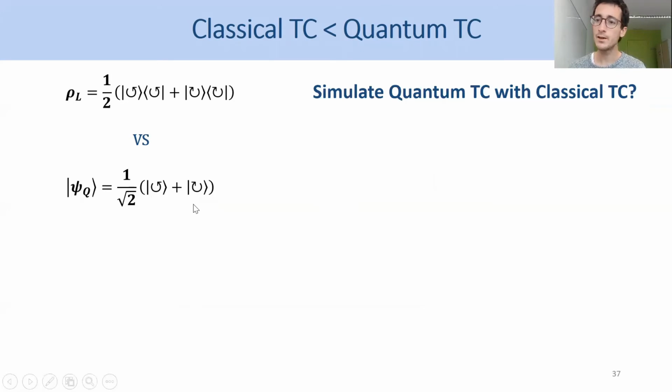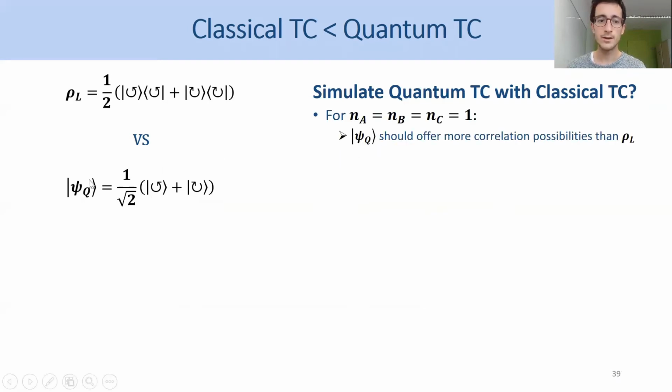So then let us imagine first that I have a quantum token counting strategy and I want to simulate this using a classical token counting strategy. It is quite clear that it will be hard because this state is much more complex than that state. So it's quite clear that I should obtain more correlation possibilities when I measure those additional degrees of freedom with the quantum state than with the classical state. And actually, this is the case, and this is what we prove in our paper.